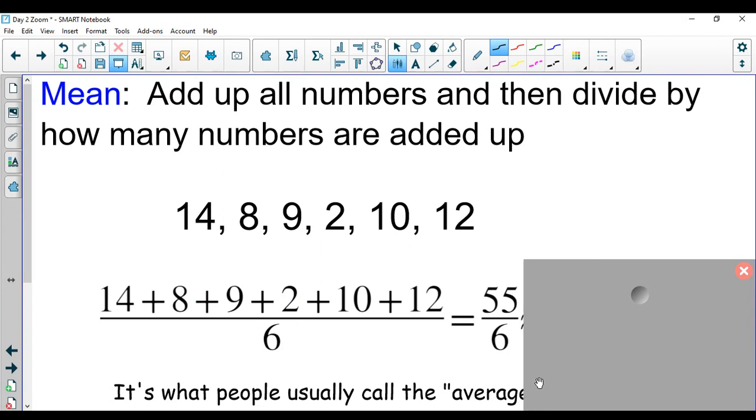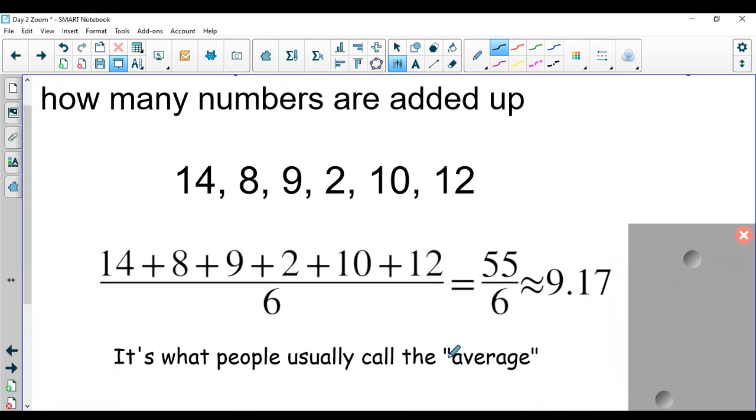Okay, so that's 55 on the numerator over 6. So in our calculator, we're just going to hit 55 divided by 6. And we're going to get an approximation of 9.17. That's what people typically call the average.